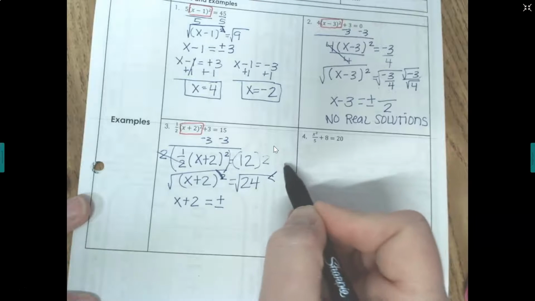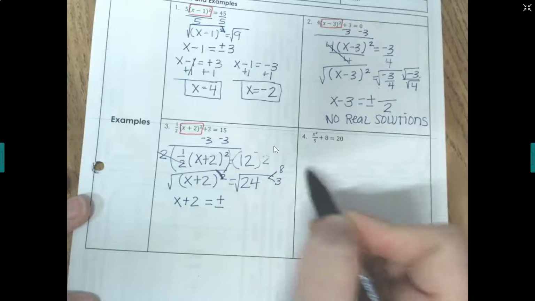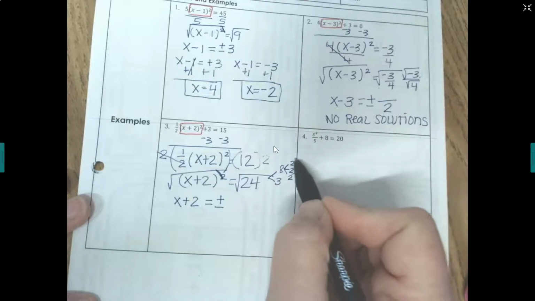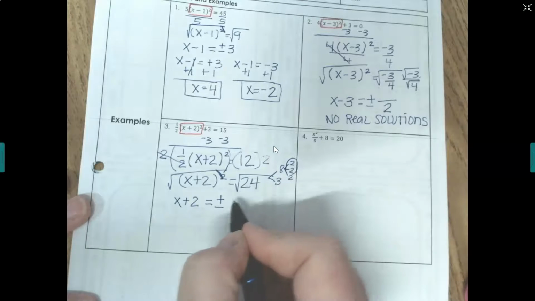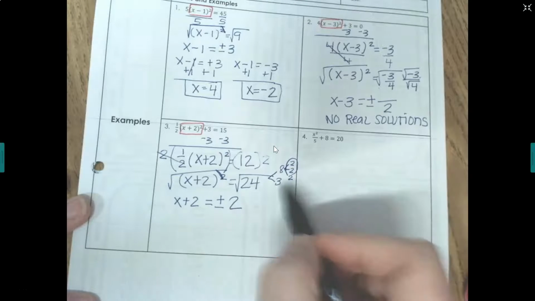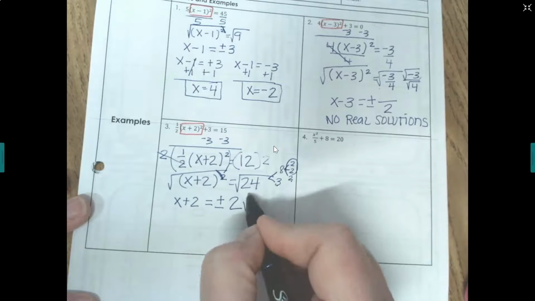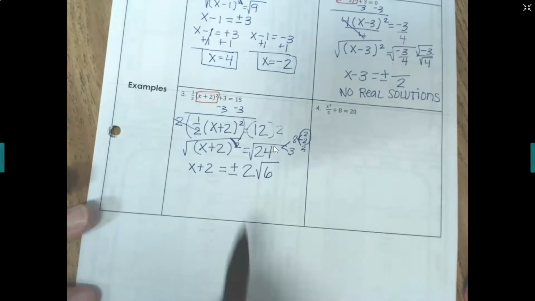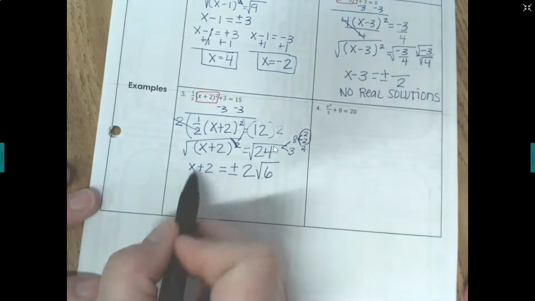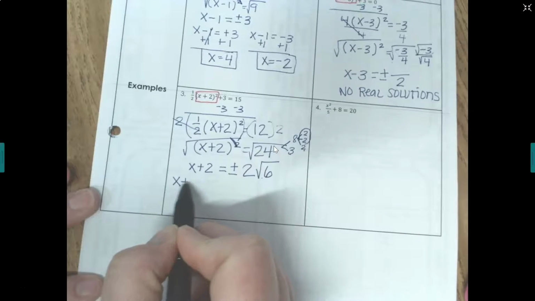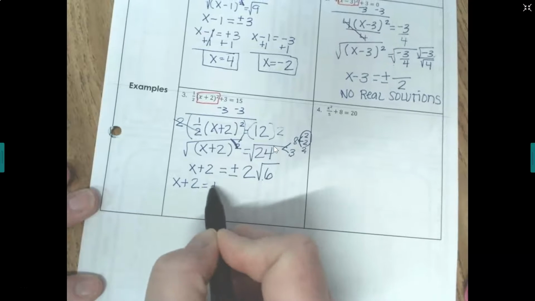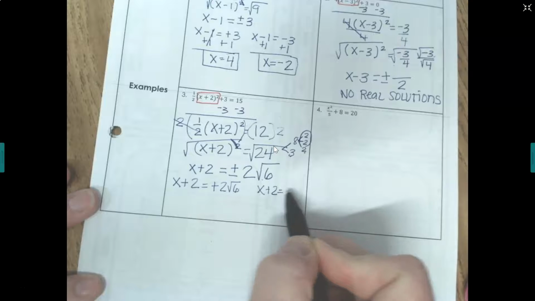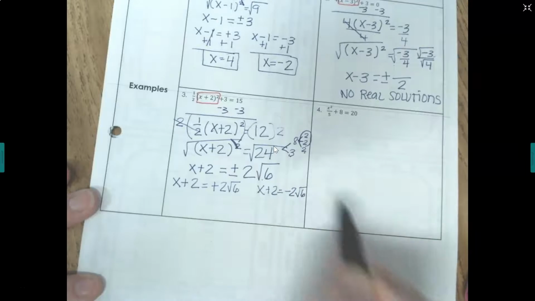down 24, 8 and 3. And 8, if you remember, we like to say is 2 times 2 times 2. So we have a pair of 2's that will come to the outside, and that's the only pair. And a 3 and a 2 are left behind, so they're going to go back in as 6. Okay. Remember, this represents 2 solutions, so because we don't have x alone, we're going to have to write this twice. x plus 2 equals positive 2 root 6. x plus 2 equals negative 2 root 6.